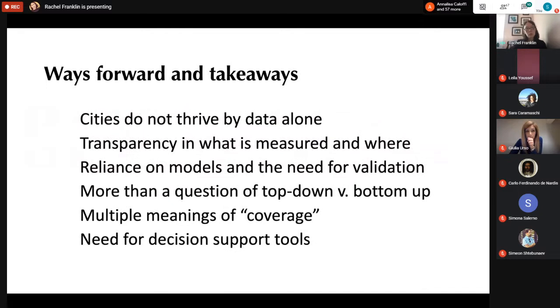Okay, so just to start wrapping it up, thinking about ways forward and takeaways: cities don't thrive by data alone. One way of thinking about this is that it's not sufficient to simply produce streams of data. This needs to be one component of a larger process that both engages individuals, but also thinks about how to use the data on the other end. What kinds of information do we want to collect, right? For whom and where? It's also important to think about transparency in terms of what is measured and where. Air quality was chosen for our case study because everyone cares about air quality.